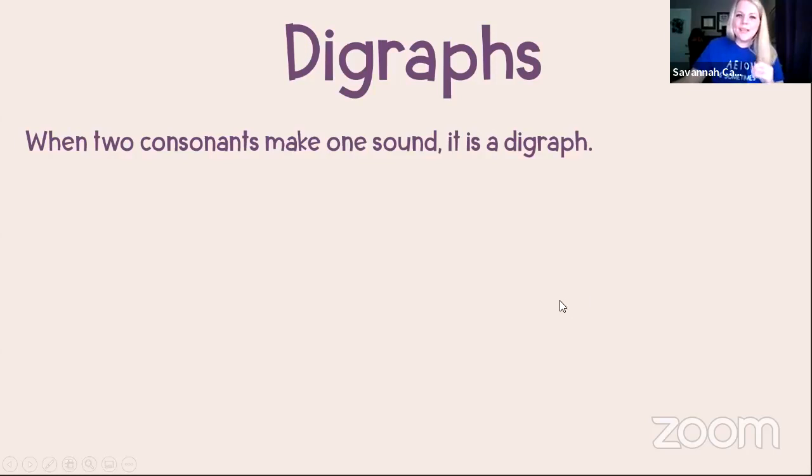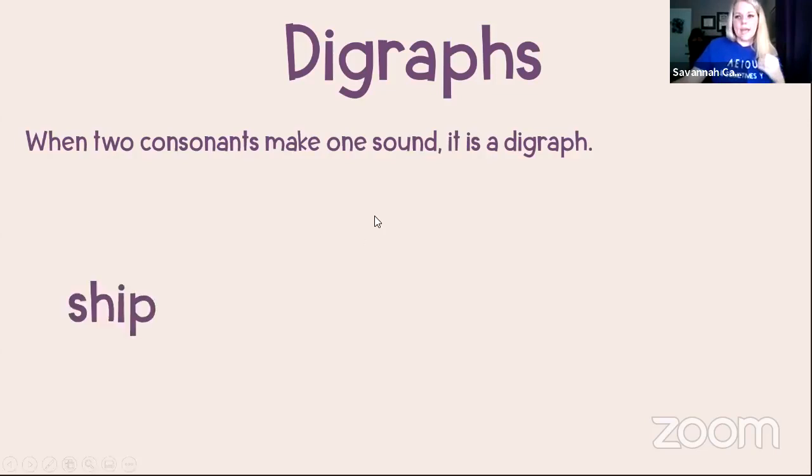So when two consonants make one sound, we call that a digraph. I do teach my children that term. When I'm going through my sound decks, say we get to the SH, they'll say sh, and then I say a digraph is when two consonants make, and they have to say one sound. And then I'll say when two consonants make one sound, it is called a, and they say digraph.